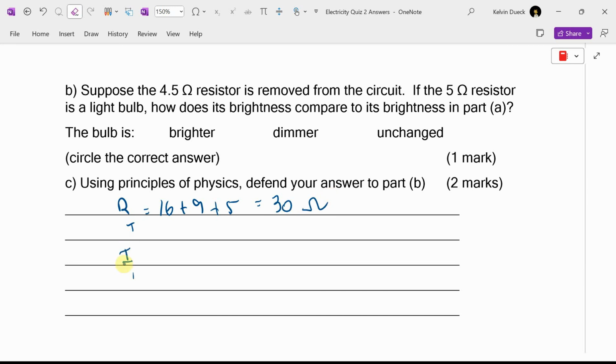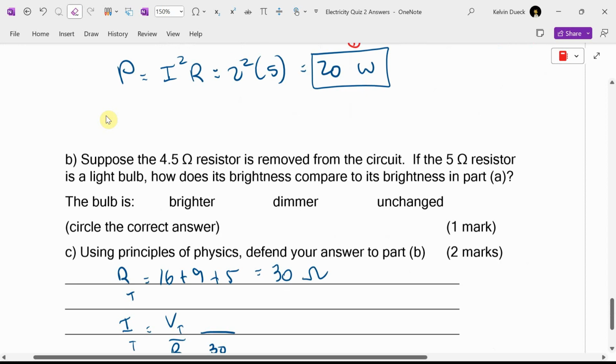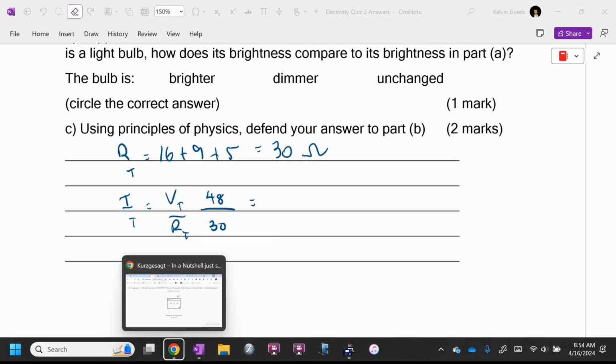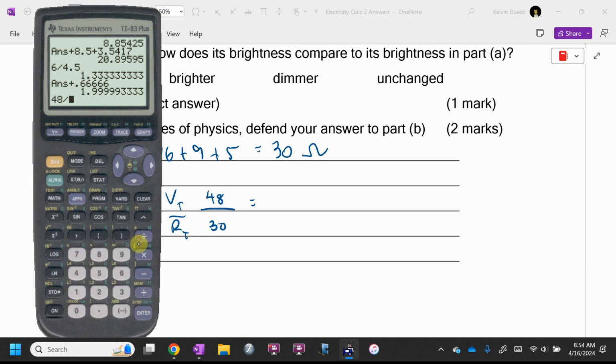So that means I total is going to be V total over R total. It's going to be over 30. What was the voltage source? 48. 1.6 amps.